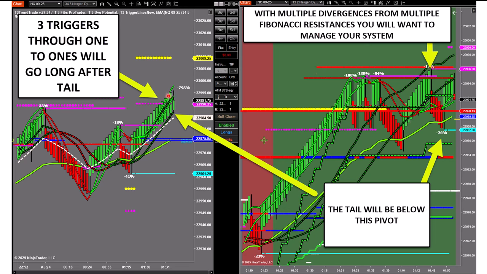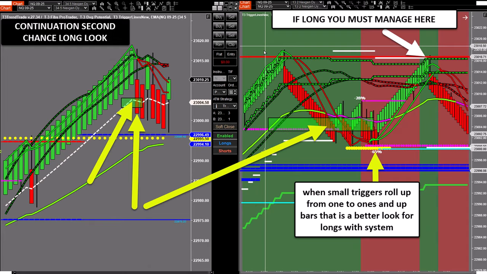If you look at your large chart, if you were running our normal template, you would have fibs here. The system only is able to look at one set of fibs. So as is, it doesn't look at the smaller chart or any other Fibonacci areas. So you guys have to do that. If you are in multiple resistance with multiple divergences, you may not want to take a trade.